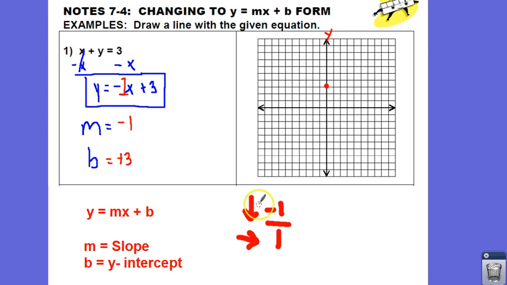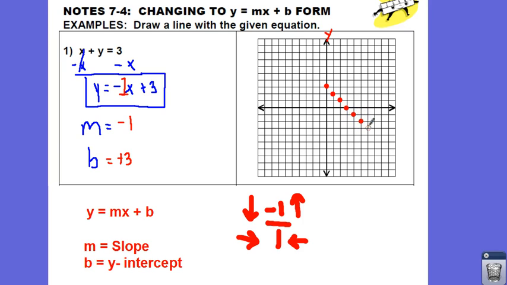Now we can also do the opposite. Instead of going down, we could go up, and instead of going right, we could go left. When we go to plot this, we're going to follow this. So we're going to go down 1, right 1. Down 1, right 1. And then we're going to continue to do that until we get off of the graph.